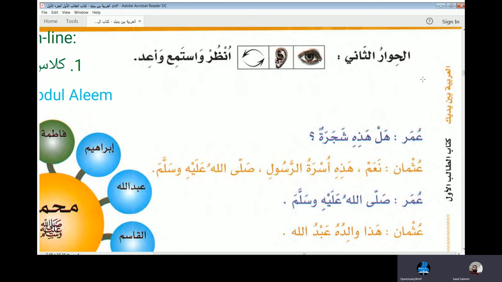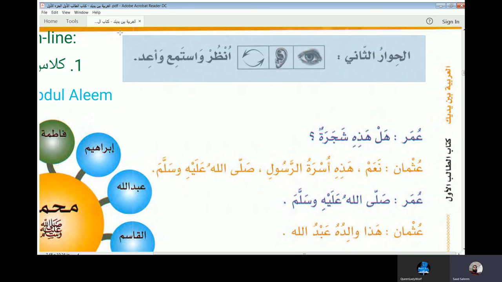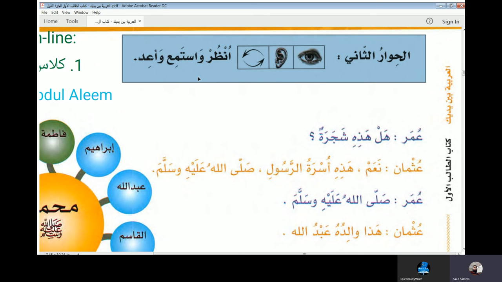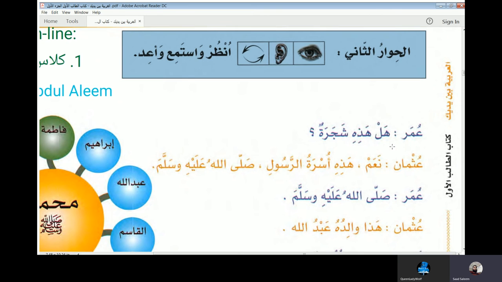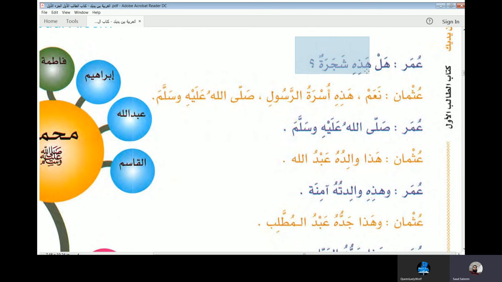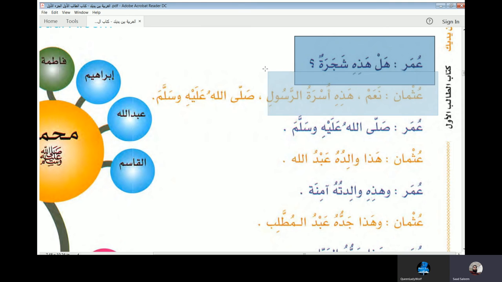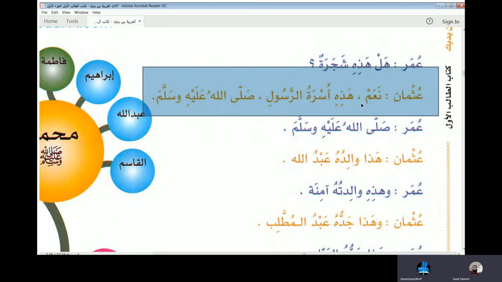Okay, now we have the second dialogue. Look at the picture, listen and repeat. Umar: Hal hazihi shajaratun? Is this a family tree? Uthman: Naam, hazihi usratu Rasulullah, sallallahu alaihi wasallam. Yes, this is the family of the Messenger, peace be upon him.